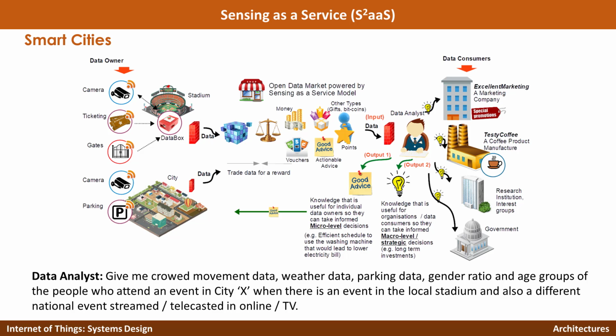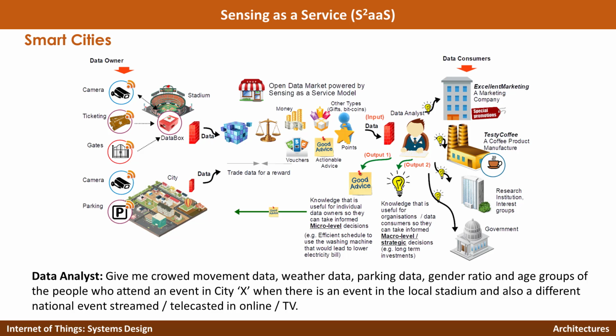So the architecture or the model is very similar. You have the data owners and data consumers, but the data owner here is more like the city council, maybe one owner could be a private stadium owner. They have their own sensors. The data consumers could be a marketing company or a coffee company, any kind of manufacturer, or again research or another government institution. And then the middle market is pretty much the same as in the previous use case.